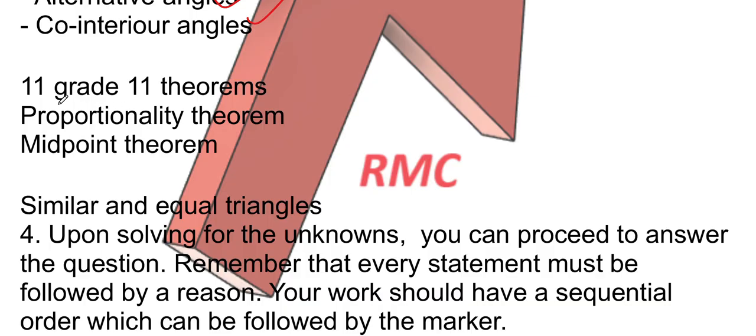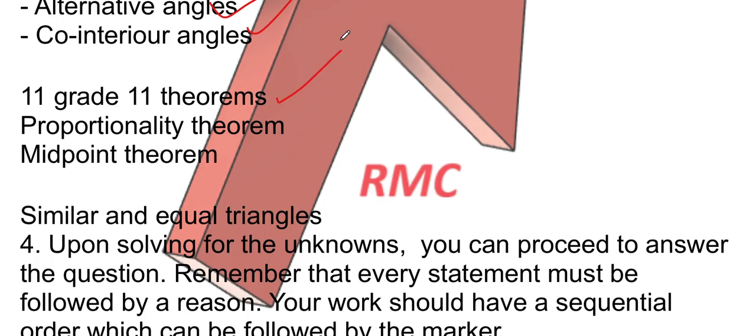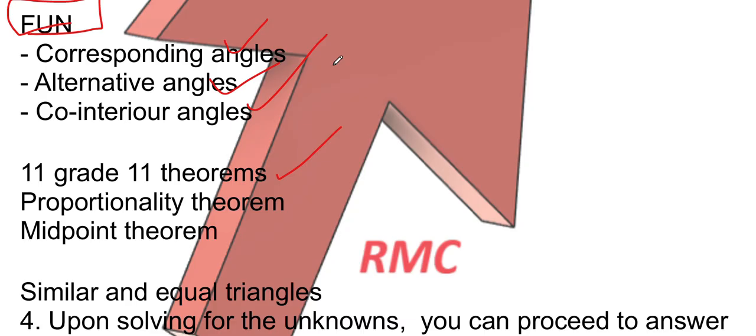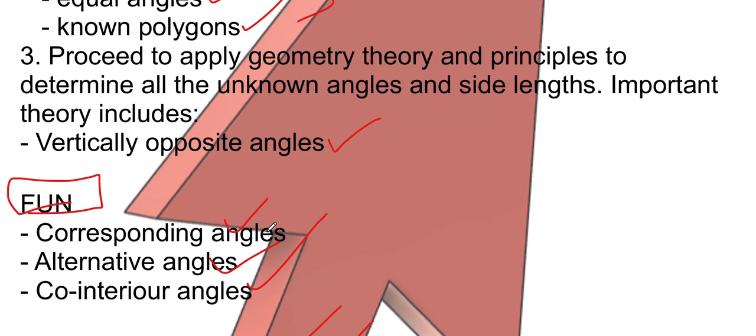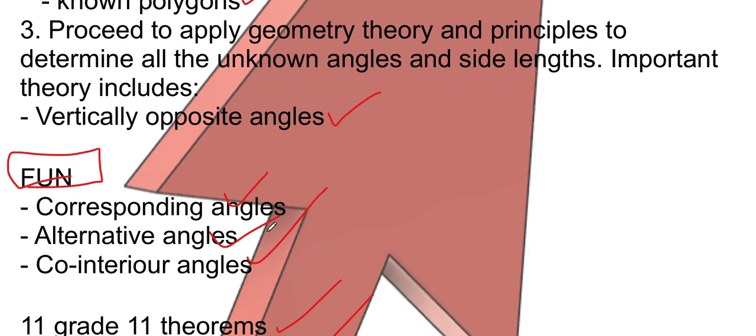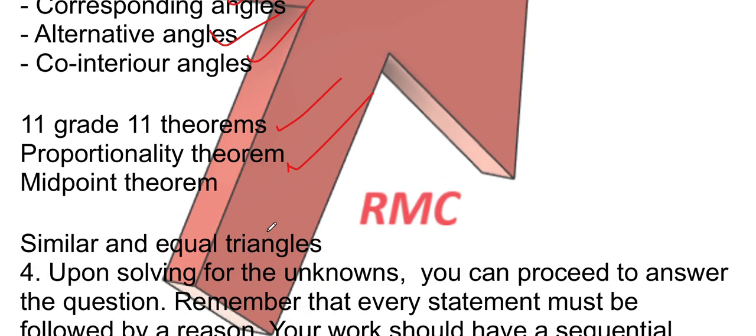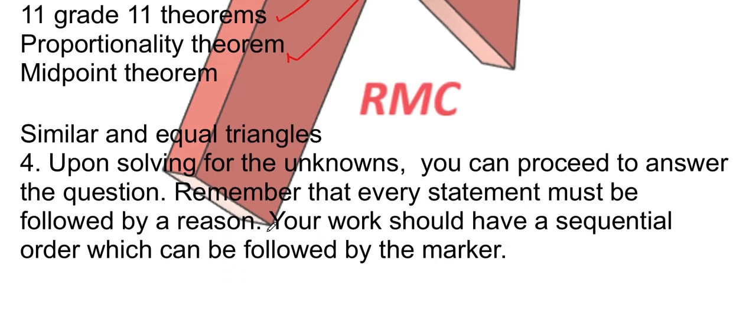And then the grade 11 theorems related to cyclic quadrilaterals and all that, to say the angle at the center is twice the angle at the circumference, all those things become part of the theory that you need. The grade 12 theory, the proportionality theorem and midpoint theorem, are also very, very important in identifying and determining the angles and side lengths which are unknown in the question given to you.